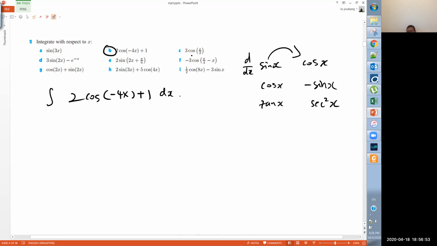Therefore, if you integrate, you are supposed to get from the right hand side to the left hand side. And if you differentiate, you are supposed to get left hand side to the right hand side. Right now, you are having this 2 cosine bracket minus 4x. So what you can do here is differentiate term by term.